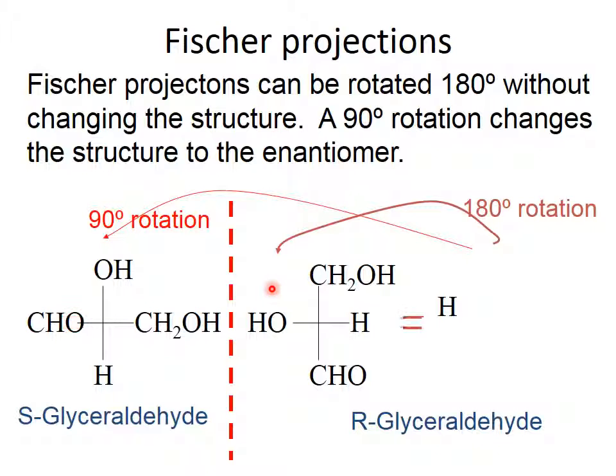If you rotate by 180 degrees, what you find, see, this is rotating by 180 degrees. The hydrogen goes dunk dunk to here. The hydroxyl group goes dunk dunk to here. The aldehyde goes boom boom to the top, and the methyl hydroxy group goes boom boom to the bottom. This and this are the same structure. They just have been flipped in space.